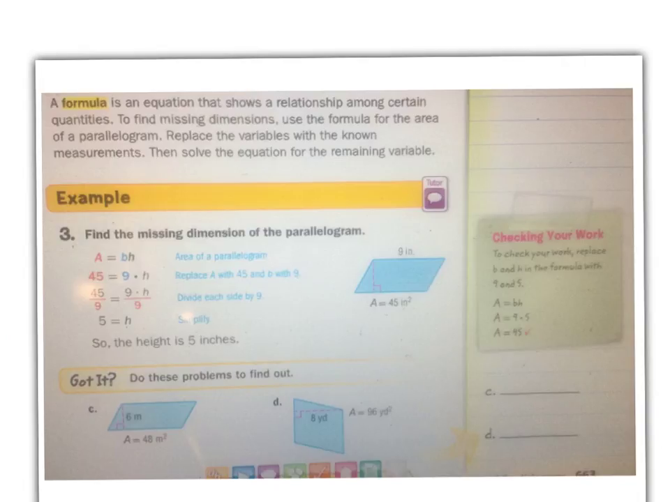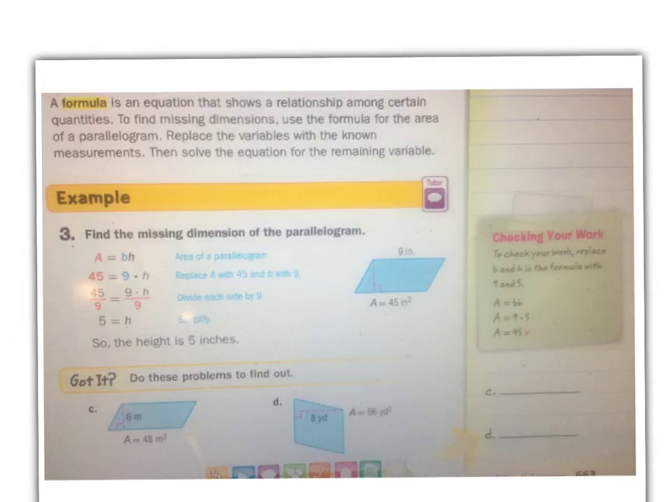So for number 3, it says, find the missing dimension of the parallelogram. The area we know is equal to the base times the height. The area, it says, is 45 equals 9, which is the base, times the height. The height we do not know. So that's like our missing piece to a puzzle. So 45 equals 9 times h.